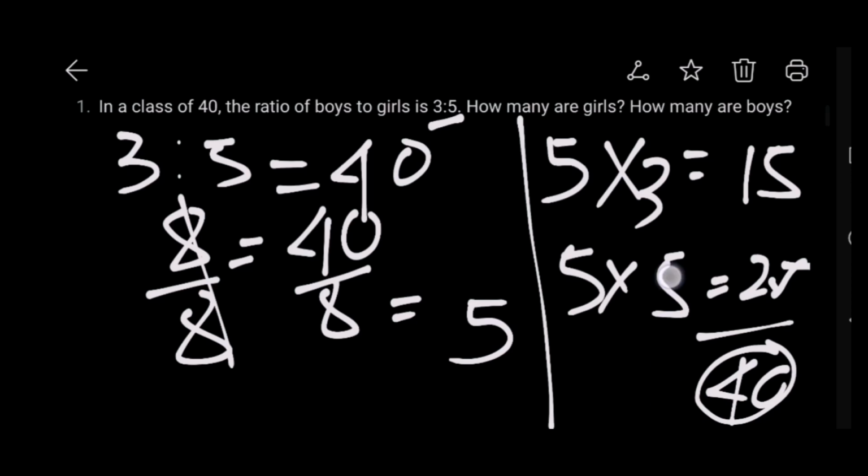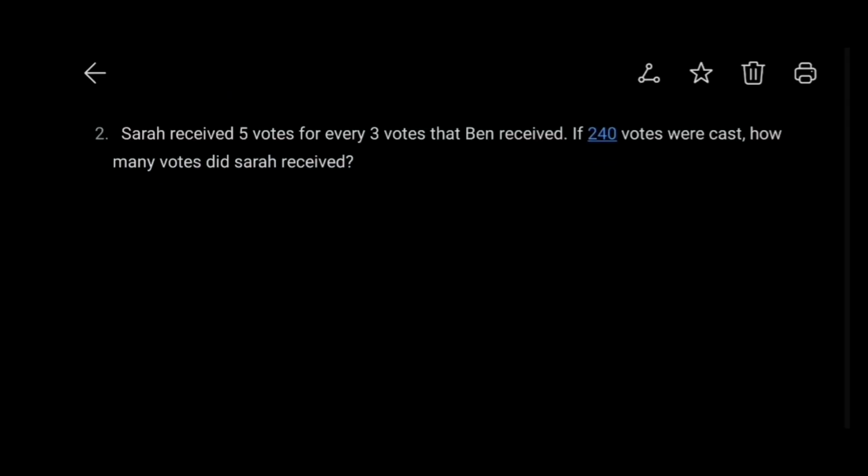Okay, so let's go to our second example. Sarah received 5 votes for every 3 votes that Ben received. If 240 votes were cast, how many votes did Sarah receive? So, ilang boto daw yung nakuha ni Sarah?